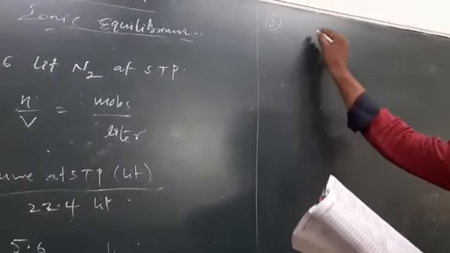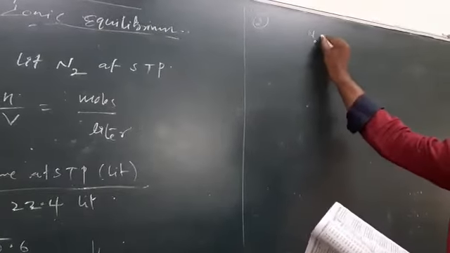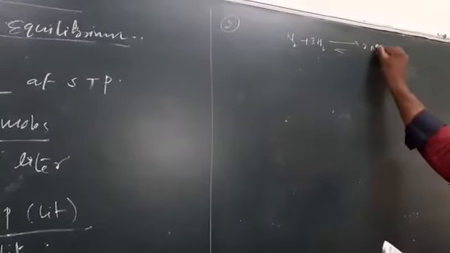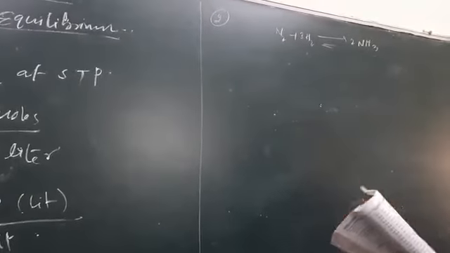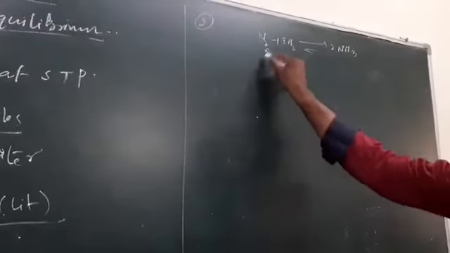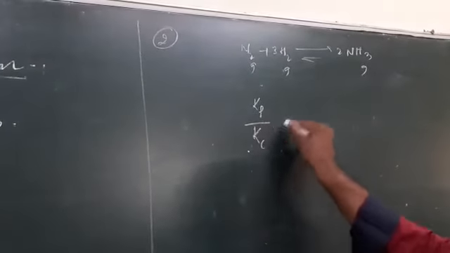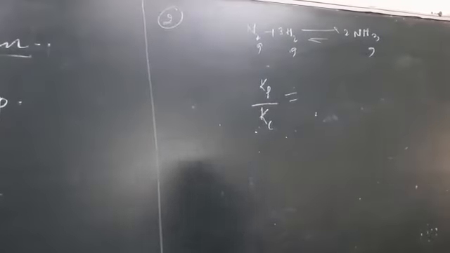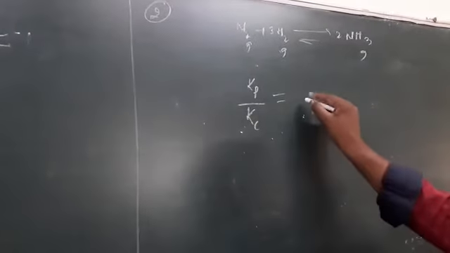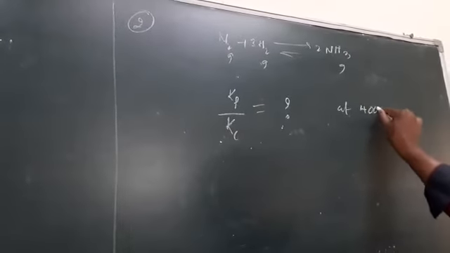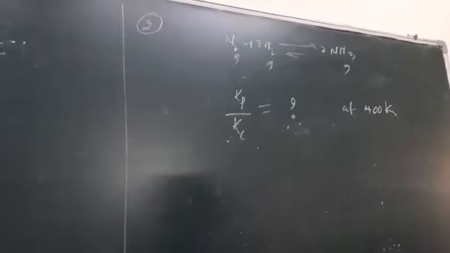Next, a reaction: nitrogen and 3 moles of H2 give rise to 2 moles of ammonia gas. This is a total gaseous reaction, a gaseous mixture. So we have to calculate Kp by Kc at 400 Kelvin. At 400 Kelvin, what is Kp by Kc?